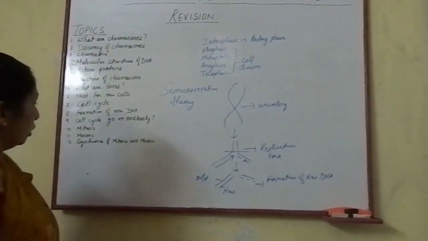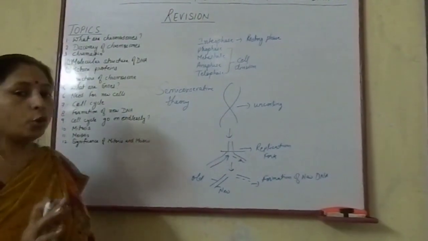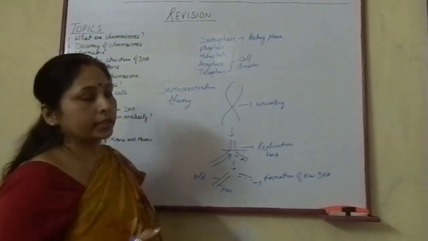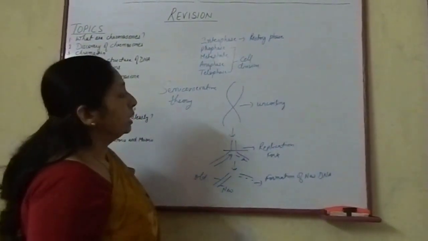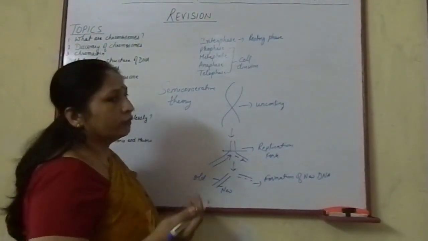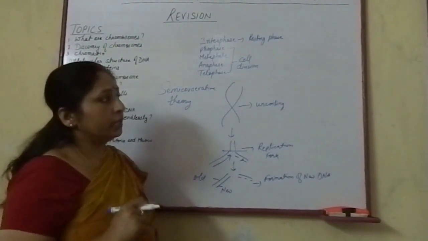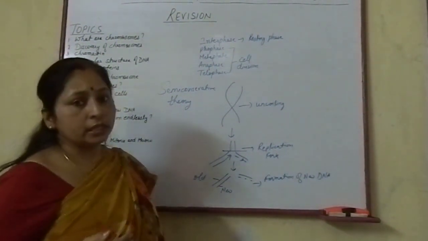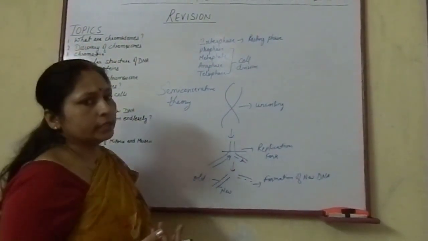Next topic is, does the cell cycle go on endlessly? Can the cell cycle go on endlessly? The answer is no. Like brain cells, once they are formed, they only grow in size. Liver cells divide once or twice in a year.